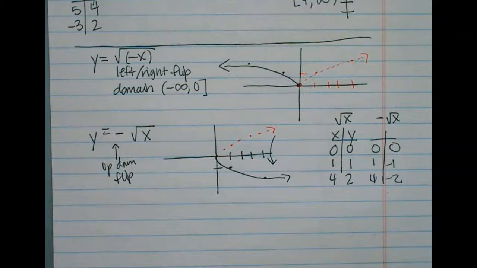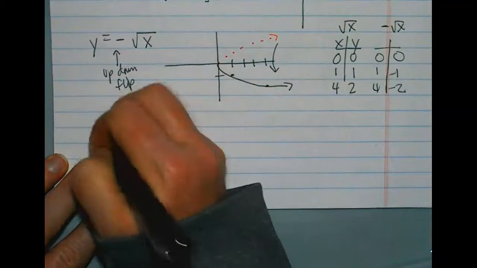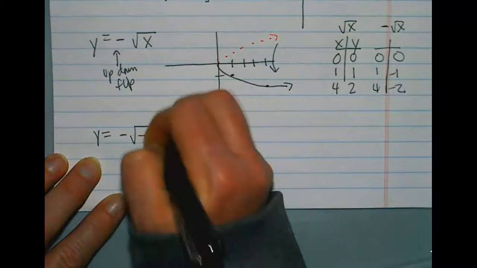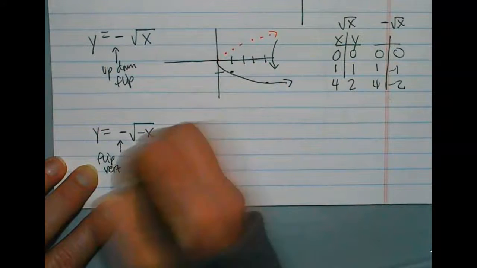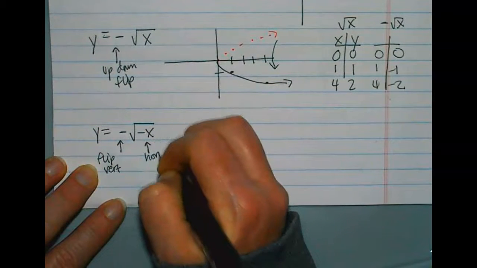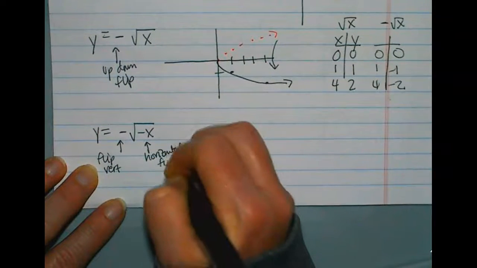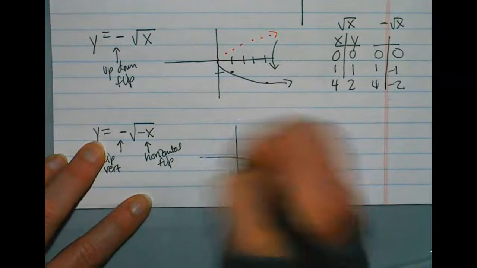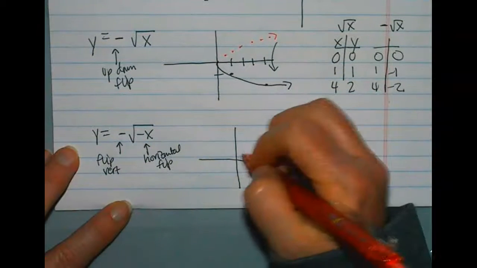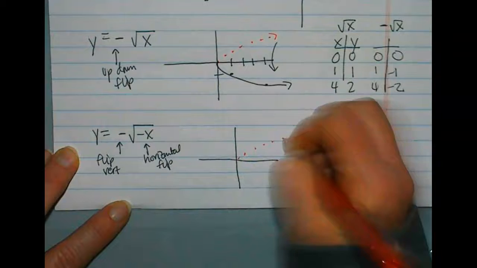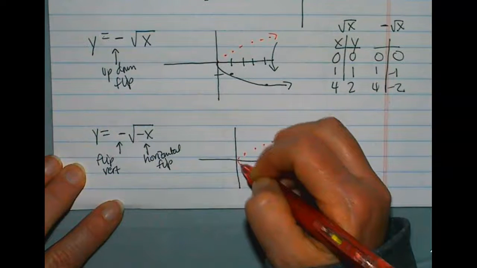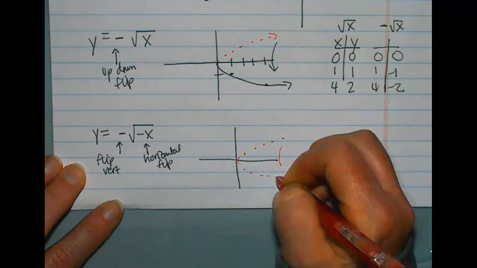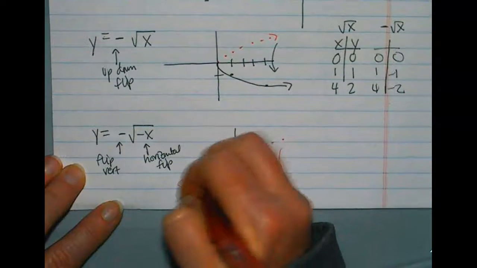You can also, just because I have some room on this paper, do both flips. So let's do both. y equals negative the square root of negative x. This flips it vertically. This flips it horizontally. And it looks like it was right here. It got flipped. It doesn't matter which one you do first. If you flip it vertically, it's going to be down here. And then you flip it horizontally, it's going to be here.